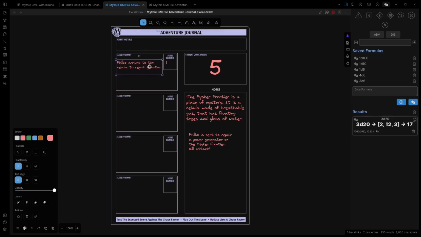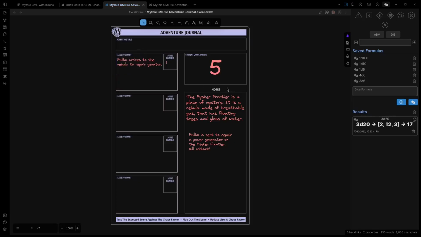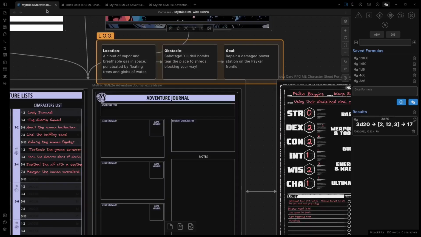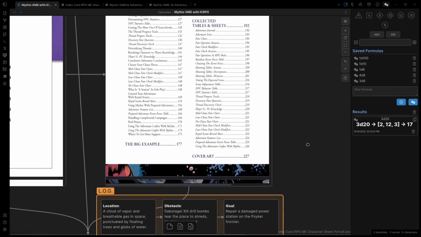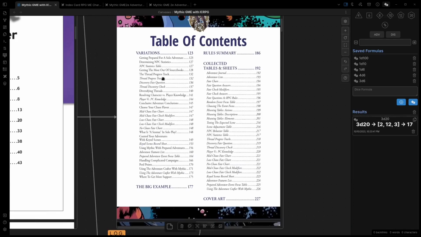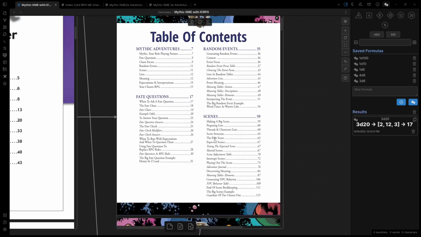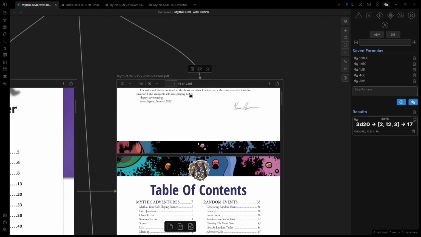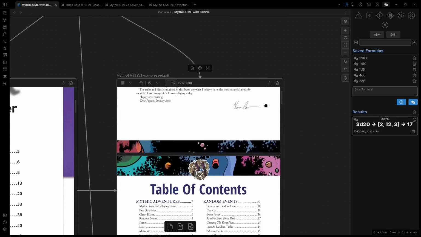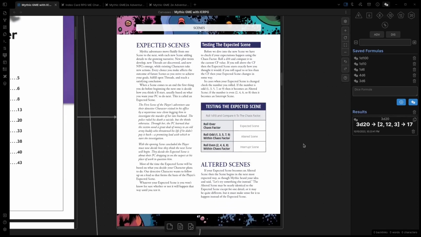Hopefully it is. So, using Mythic Game Master Emulator, what we'll do here is we will test our scene expectations. That is covered on scenes, expected scenes, page 67. So we test the expected scene, and I roll a 1d10 and compare it to the chaos factor, which is currently 5. If it rolls over the chaos factor, the scene happens as expected.